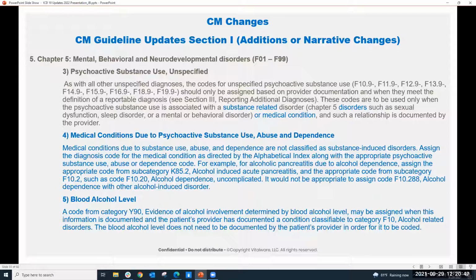The next section is on blood alcohol level. And this is related to the documentation. And again, just saying that the associated alcohol-related condition should be documented by the provider, but that the actual blood alcohol level can come from another clinician's documentation.